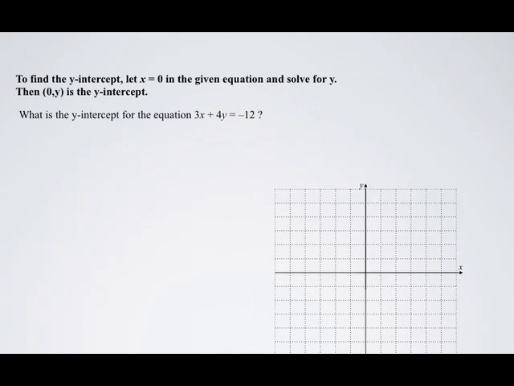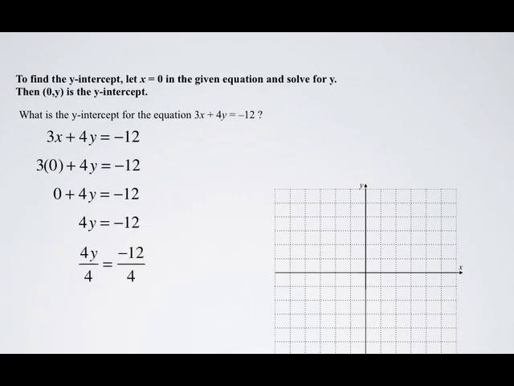What is the y-intercept for the equation 3x plus 4y equals negative 12? To solve this, we have to take the original equation, and then we're going to let x equal 0. When we do that, 3 times 0 is 0, so it vanishes, and we're left with 0 plus 4y is equal to negative 12. We then have to solve for y. So we divide both sides by 4, and we get y equals negative 3. Therefore, the y-intercept for the equation 3x plus 4y equals negative 12 is (0, negative 3).